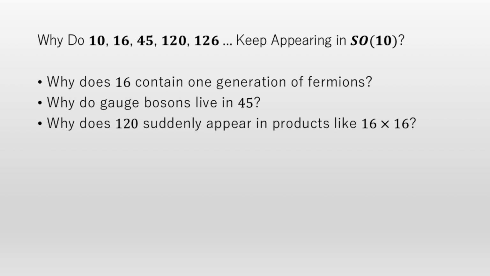Why does 16 contain one generation of fermions? Why do gauge bosons live in 45? Why does 120 suddenly appear in products like 16 times 16? The purpose of this guide is to show that these numbers are not random. They belong to a surprisingly organized structure.